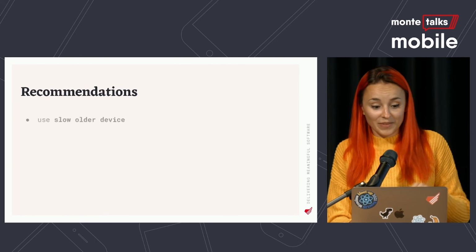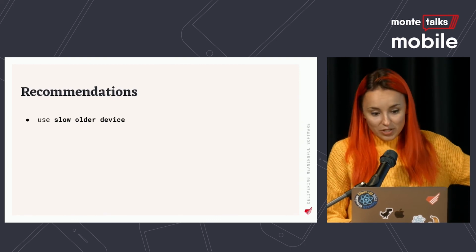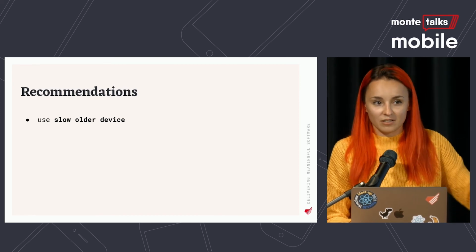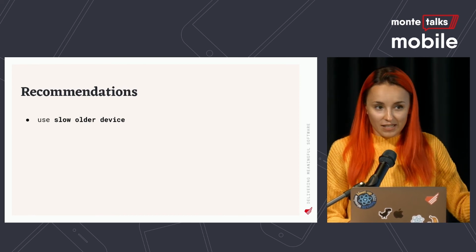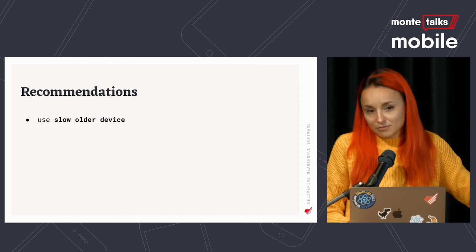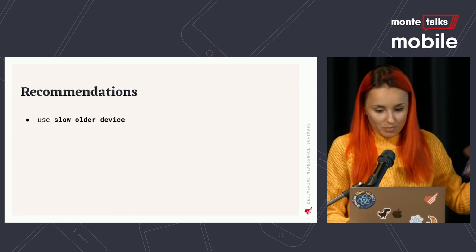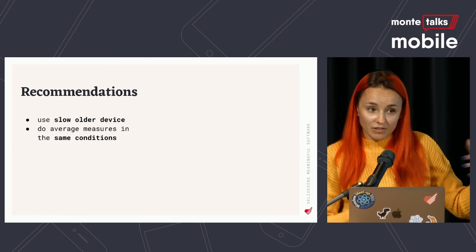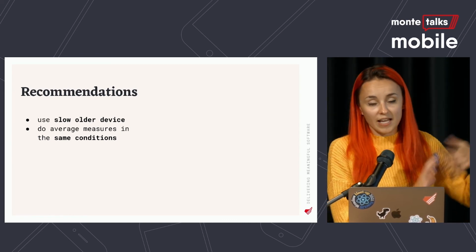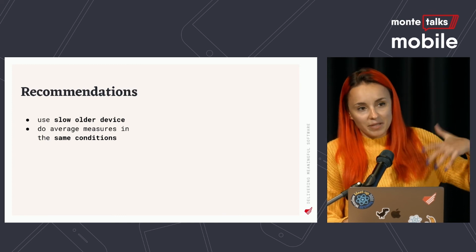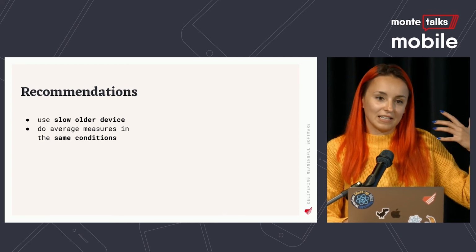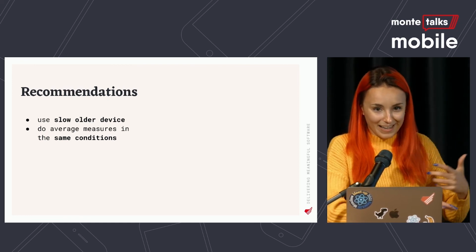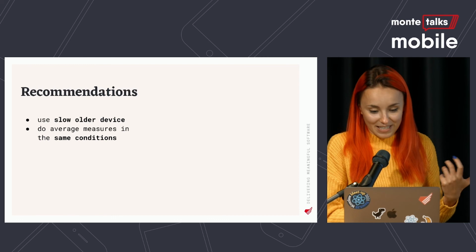Some recommendations. Of course, as I mentioned, use a slower or older device. You can also check your statistics, what devices your users are using, and take some middle one and try it on it if you have such a possibility. Do average measurements, because measuring in the way that I showed you is nice for the beginning, but maybe it's not perfect for harder cases, because each time I scroll differently. I'm a human, I can't do it the same all the time.